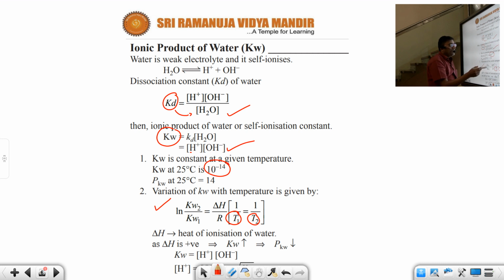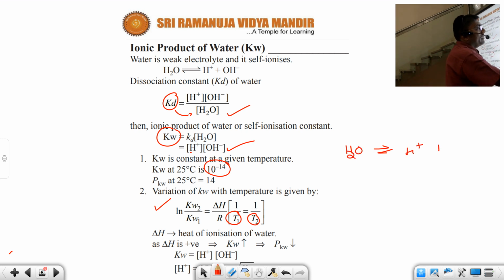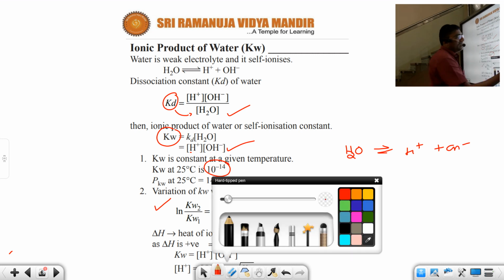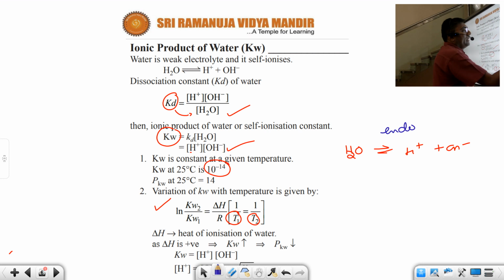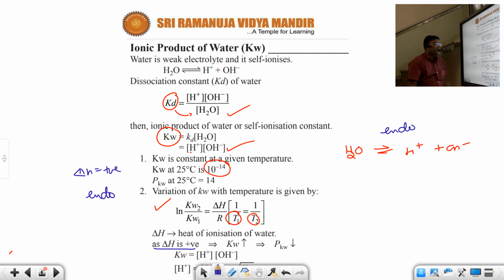So log Kw2 by Kw1 is equal to delta H, where delta H is the enthalpy, that is, how much heat is generated in the process. Because dissociation of water into H plus and OH minus is an endothermic process, any dissociation reaction is endothermic, that is the basics. So delta H is positive, which means it is endothermic in nature and heat will be absorbed. So naturally Kw increases with temperature.